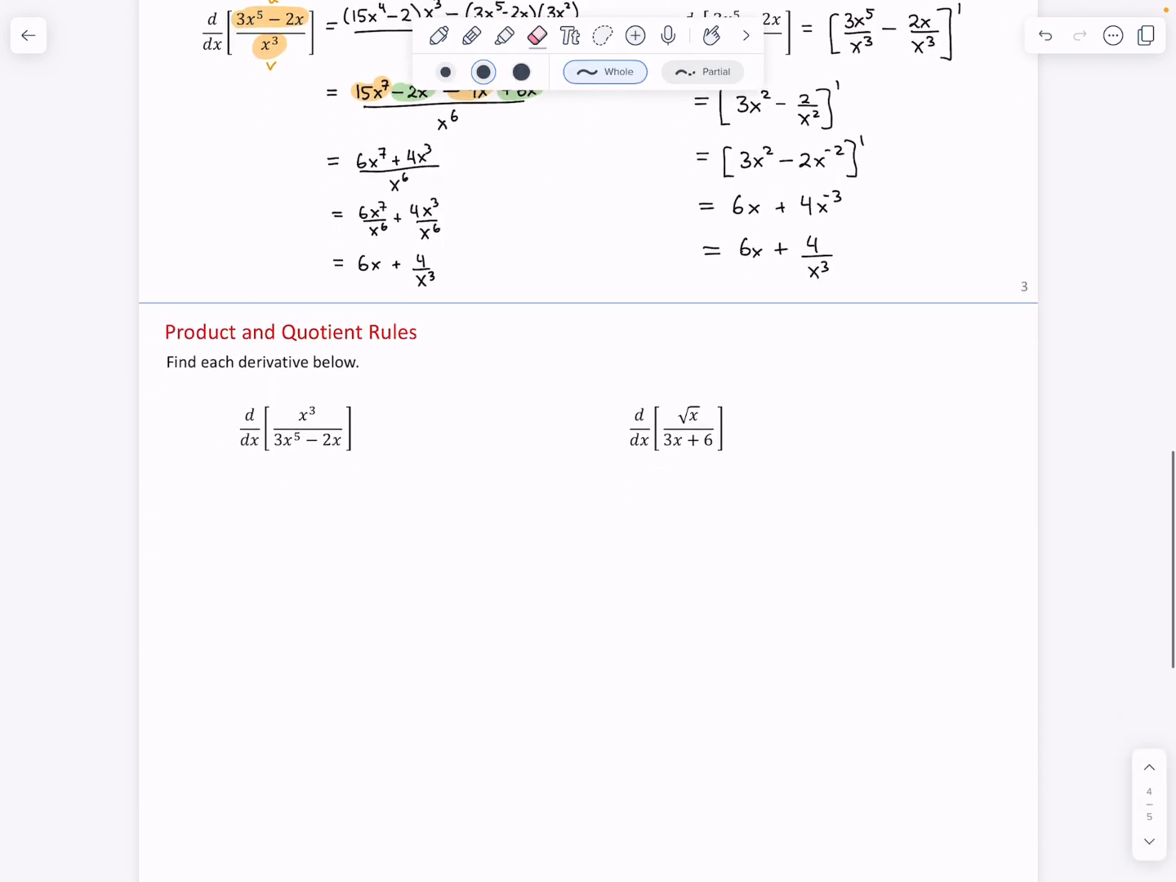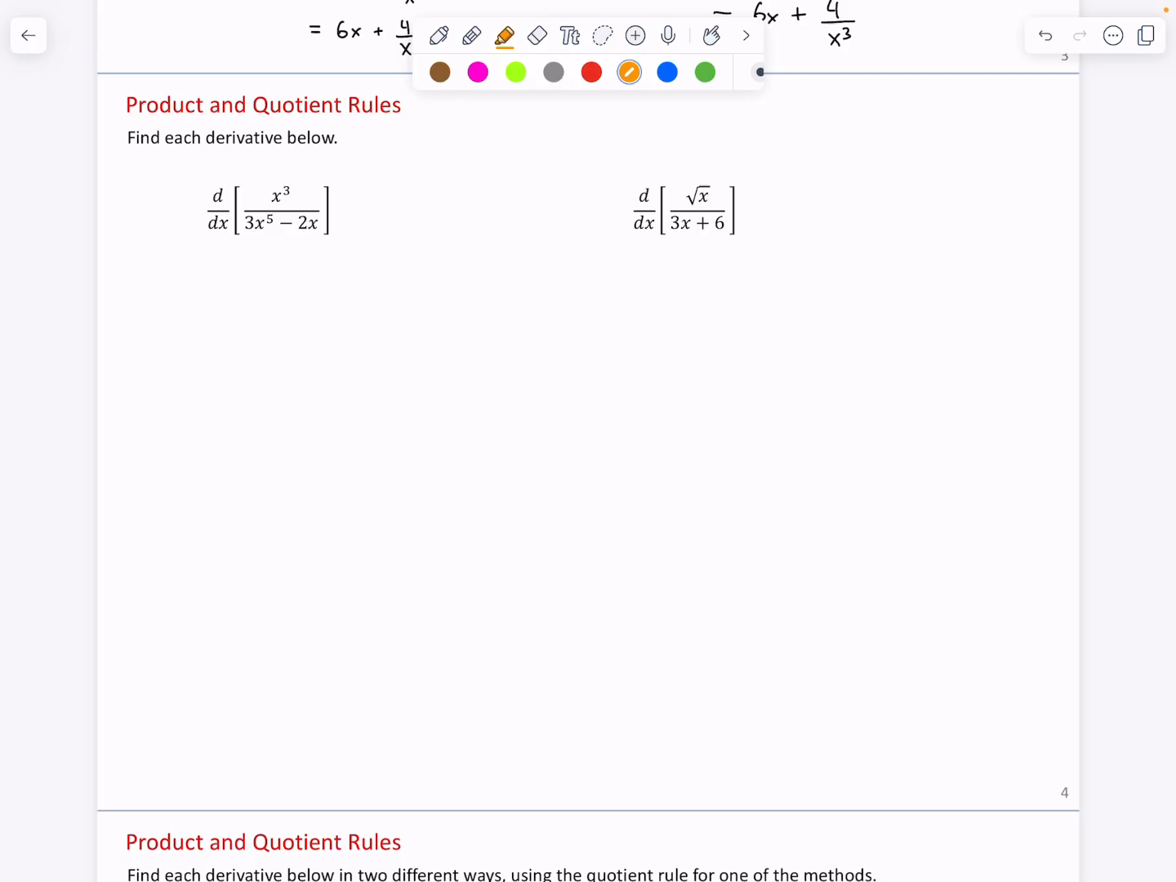Moving on. Find each derivative below. So here it is. A single term in the numerator, but two terms in the denominator. There is no algebraic way to simplify this. I will be required to differentiate this function using the quotient rule. So think of the numerator as u, the denominator is v. So I'll get u prime v minus uv prime all over v squared.